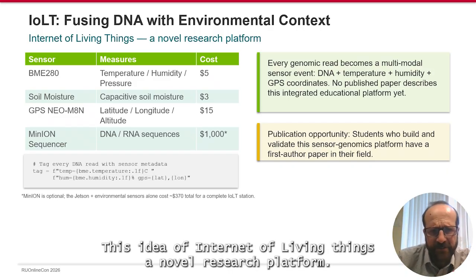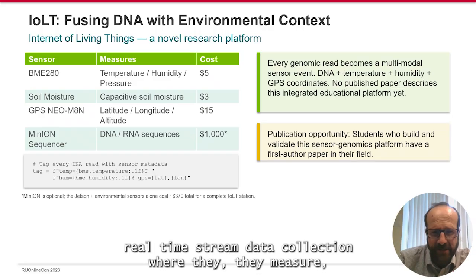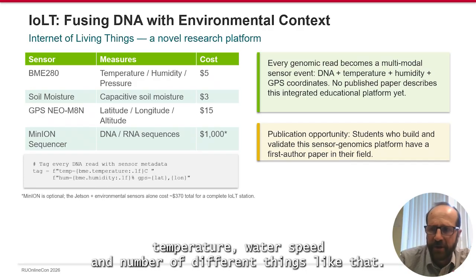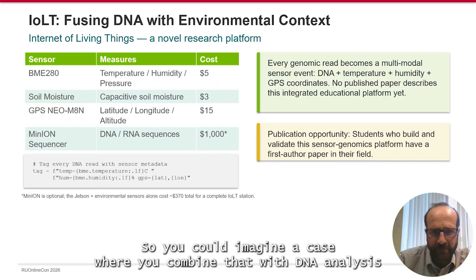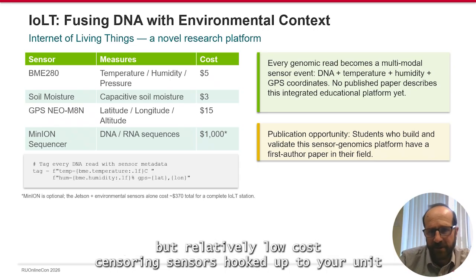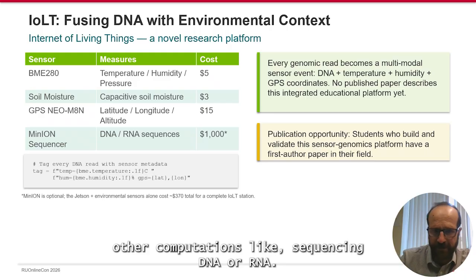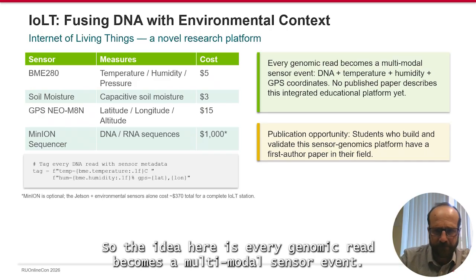So let's give an example of fusing DNA with environmental context. This idea of the Internet of Living Things, a novel research platform. So imagine a case, for example, where my wife does real-time stream data collection where they measure temperature, water speed, and a number of different things like that. So you could imagine a case where you combine that with DNA analysis for a particular problem. Here you can have these different low-cost sensors, although the sequencer is high cost, but relatively low-cost sensors hooked up to your unit and collect that data in real time while you're doing other computations like sequencing DNA or RNA.